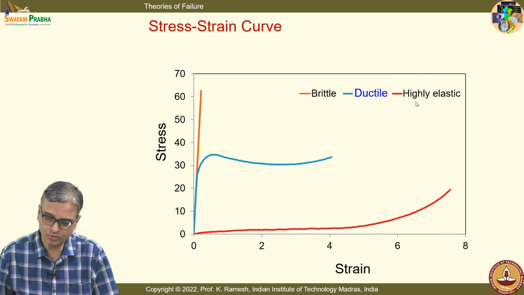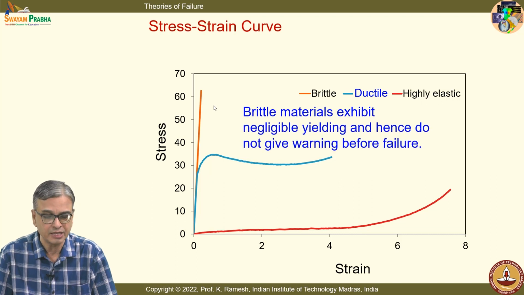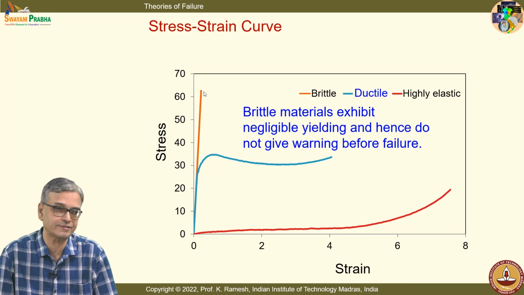We are going to look at what we look for in the case of brittle materials and ductile materials. Though a highly elastic material's stress strain curve is drawn, we are not going to pay attention to that in this course. If you look at a brittle material, you are interested because it does not give you any warning before failure. It exhibits negligible yielding, and you will only try to get the ultimate tensile or compressive strengths.